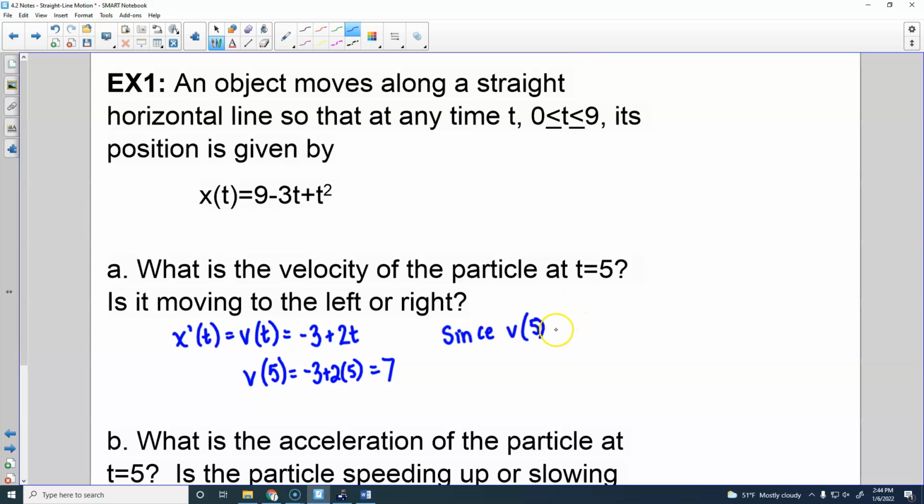Since v of 5 is greater than 0, or is positive, the particle moves to the right.